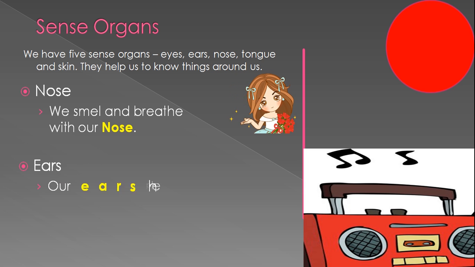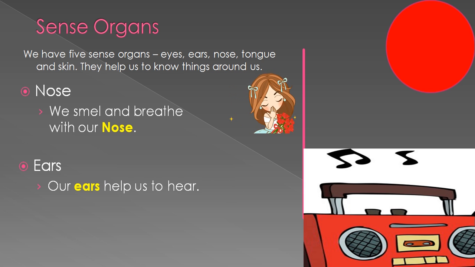The next one is the ears. Our ears help us to hear. When we listen to music, the ear tells us what type of music it is. And when vehicles blow their horn, the ear tells us we have to move aside.